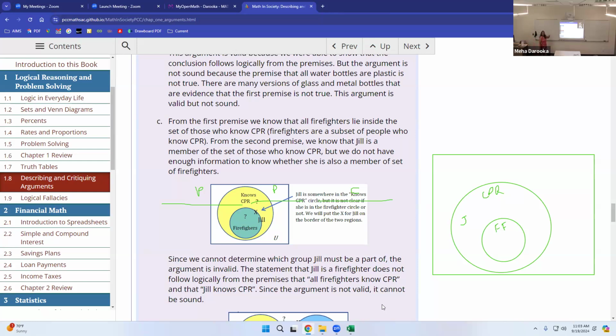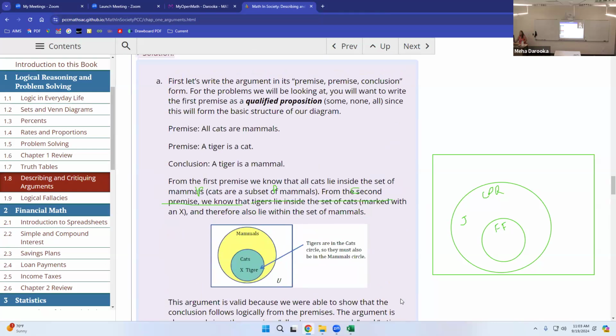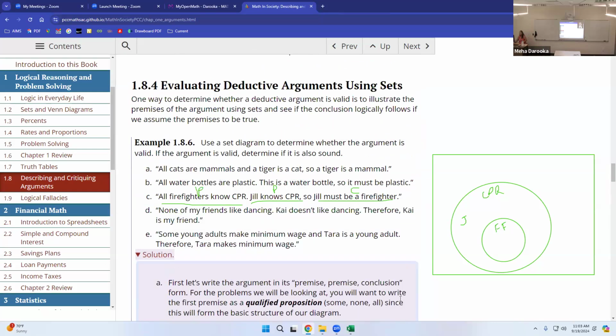So you can contrast with the two examples we did, right? Our little tiger went inside the cat circle, so we were able to follow that path along. And with our water bottle, we were also able to follow the path along and take it to plastic bottles. So those arguments followed. But with Jill, like we said, we don't know if we can place her or them inside of the firefighter circle. So that's where your argument is losing its validity.